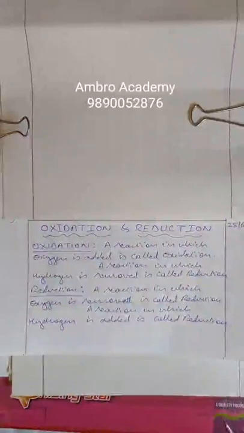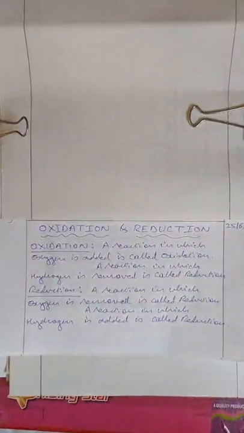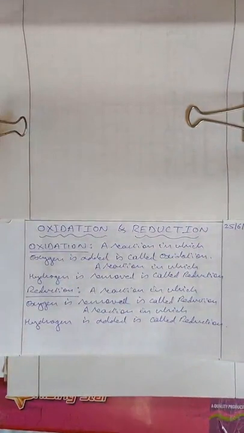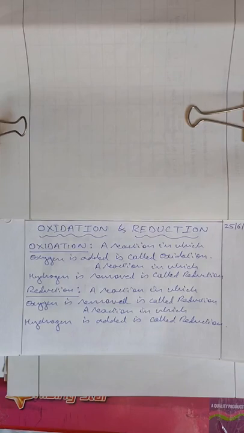Assalamu alaikum. Today we are going to start with the last topic of this particular chapter. It is a very important topic because we are going to study one type of reaction, that is oxidation and reduction, and we are going to take examples of chemical reactions and equations. So we are going to study oxidation and reduction.